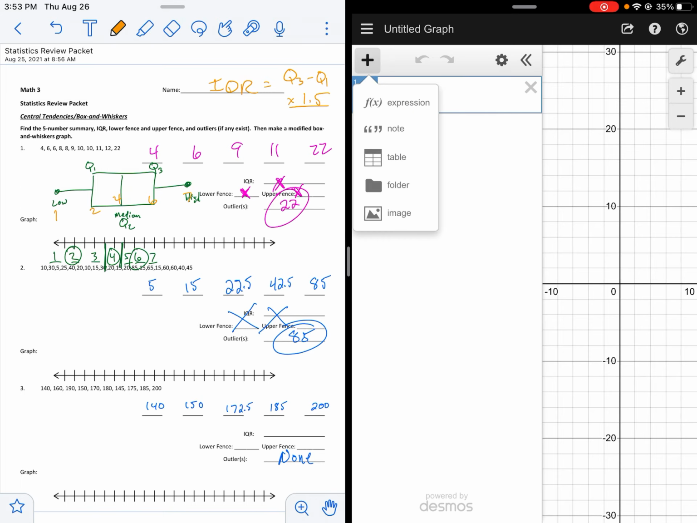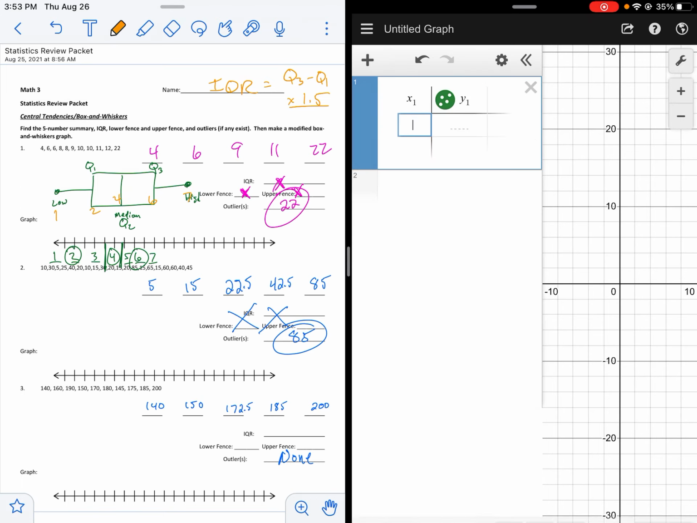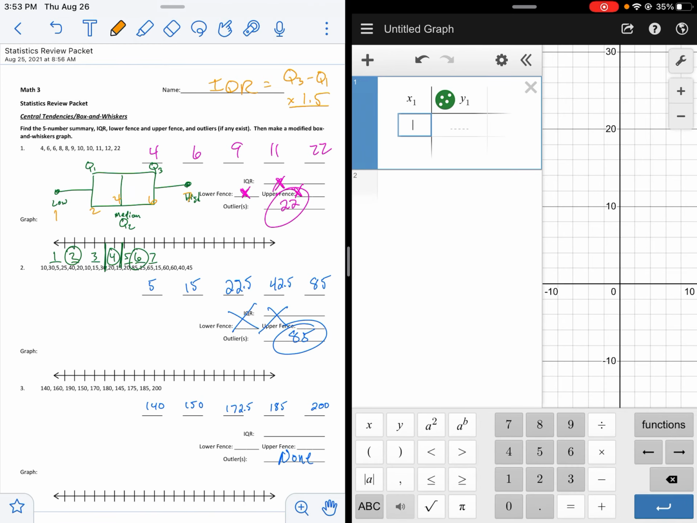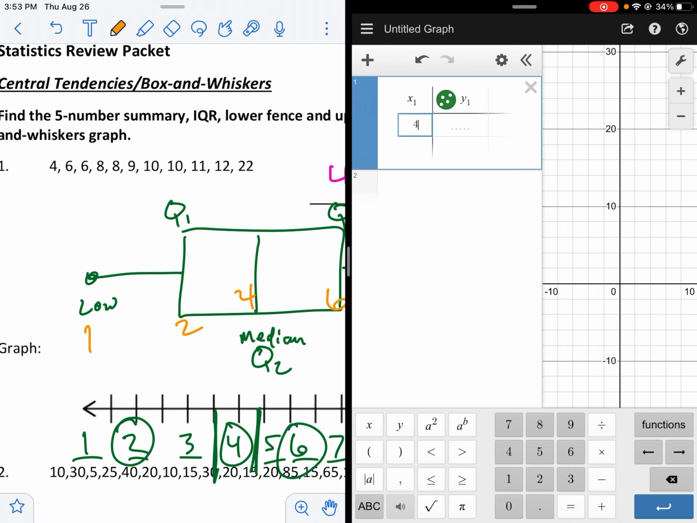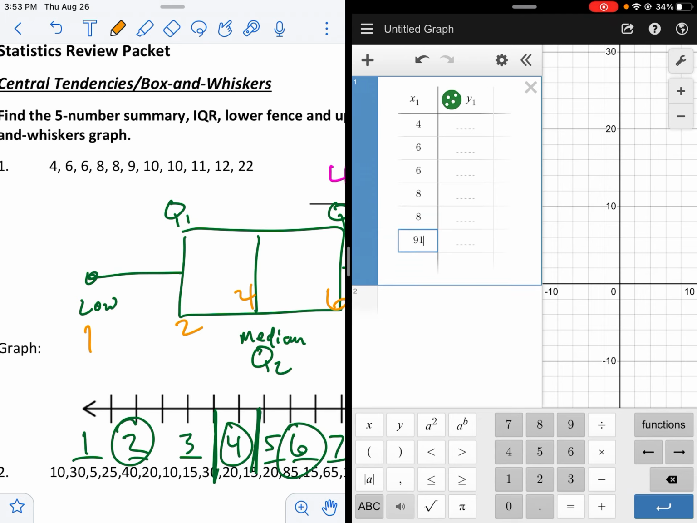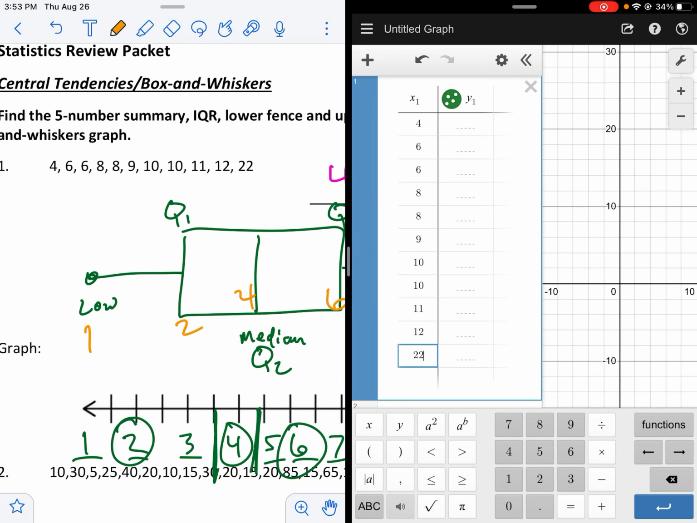You open a table by hitting that plus sign, and then you type in all these numbers. That's the most time-consuming part of any of this. 10, 8, 8, 9, 10, 10, 11, 12, 22.